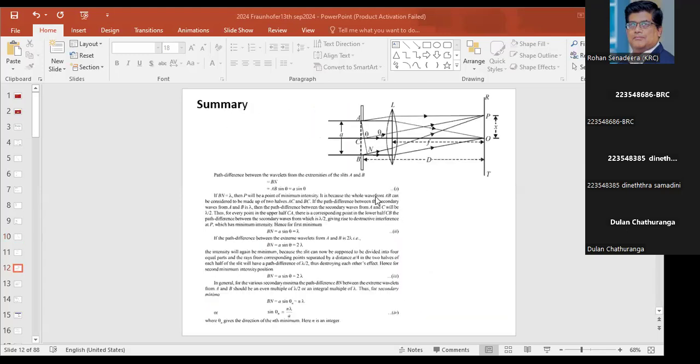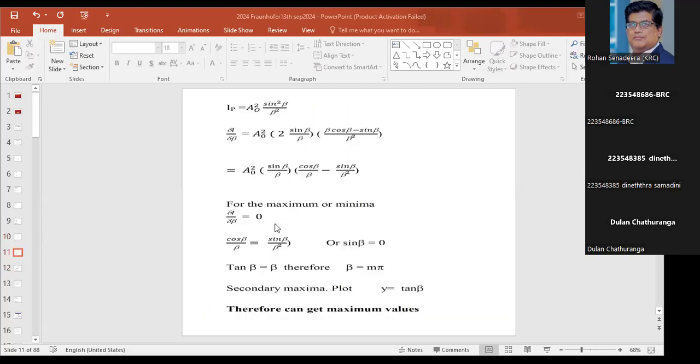So that is all, right? Okay, now we can go further to see some other patterns, right? By using this equation, I_p, the intensity, is this equation. I told you that at the beginning we got this equation.